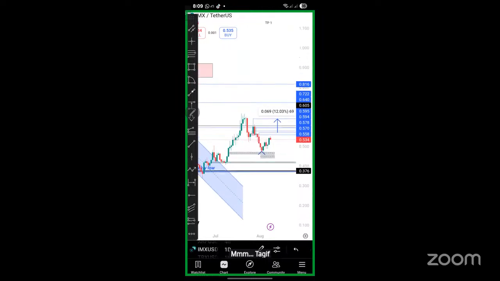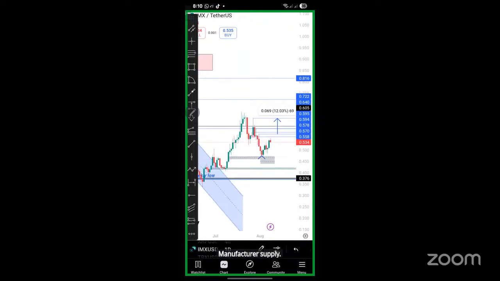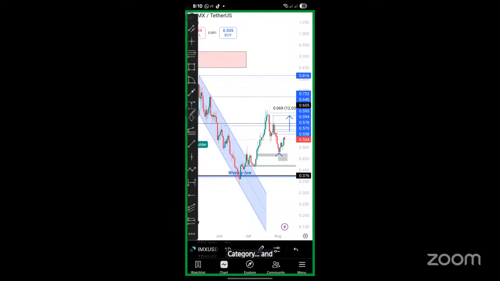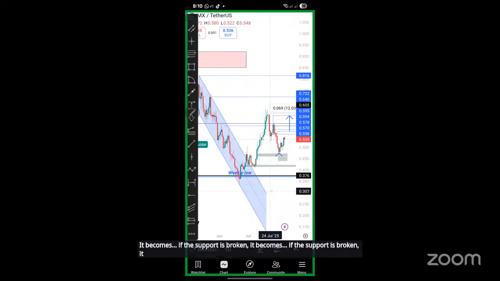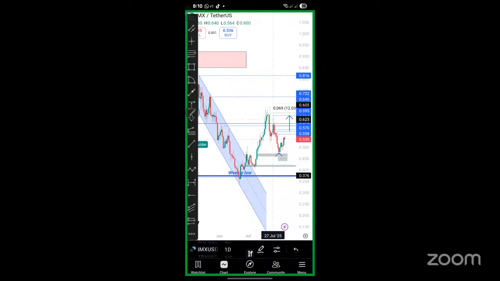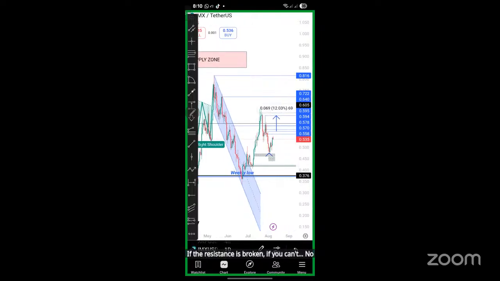What you are bringing is support and resistance. If the support is broken, it becomes the resistance. If the resistance is broken, it becomes support.